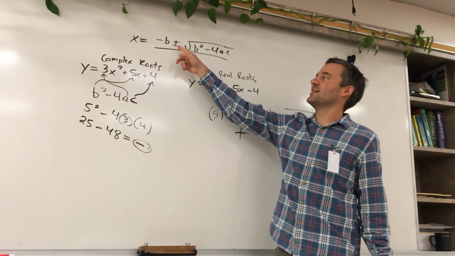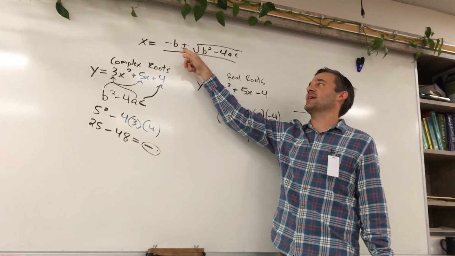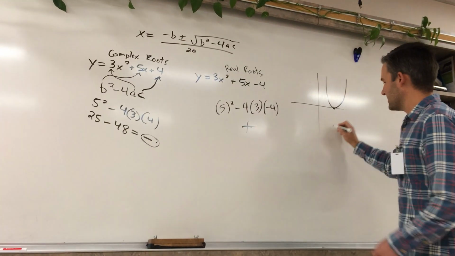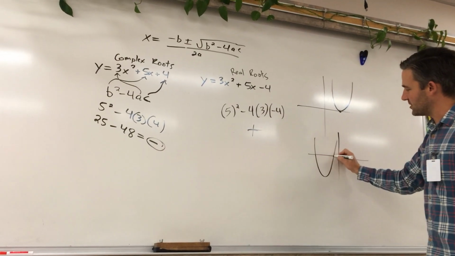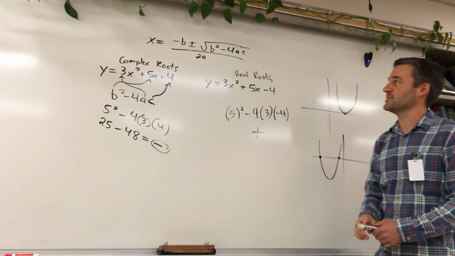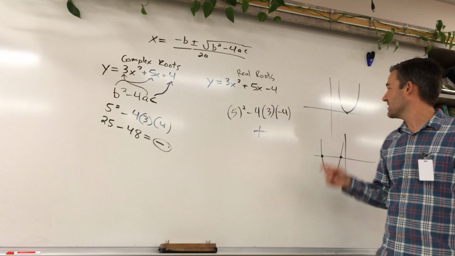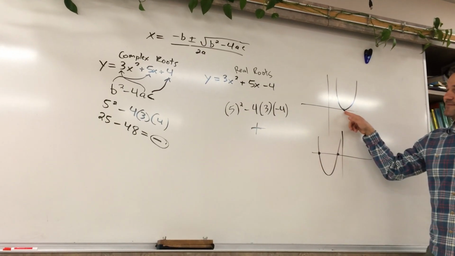Here's why. The two intercepts that we normally have arise from this plus or minus. If you have two intercepts, like in this situation, the plus or minus is what's producing the two solutions. If this is 0, if you add and subtract 0, you end up with the same thing. So you end up with this situation.